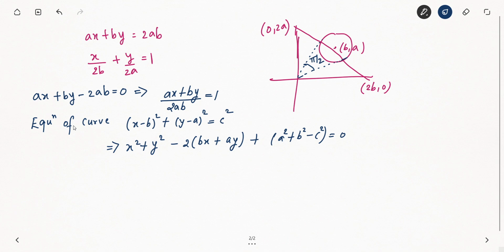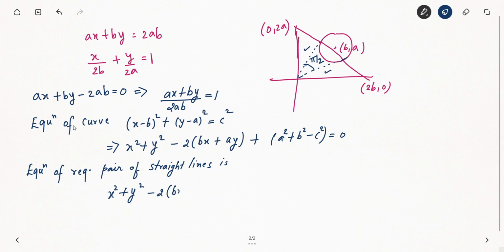So the equation of the required pair of straight lines. Which pair of straight lines? These two, this dotted one. Okay, these two, the required pair of straight lines, is, I can write it like this: x square plus y square minus 2 times bx plus ay.